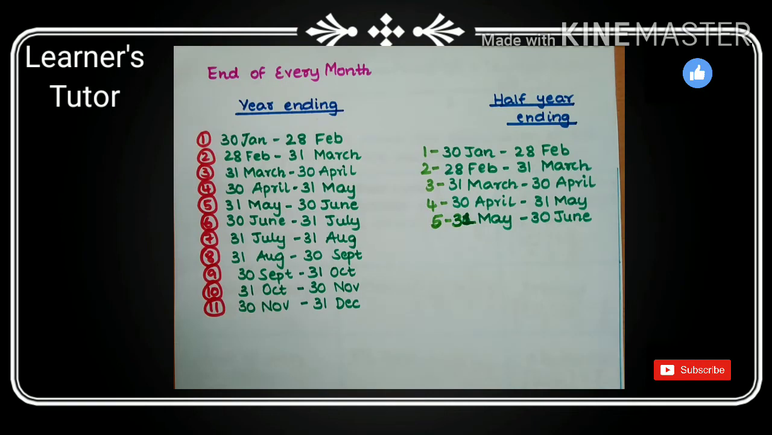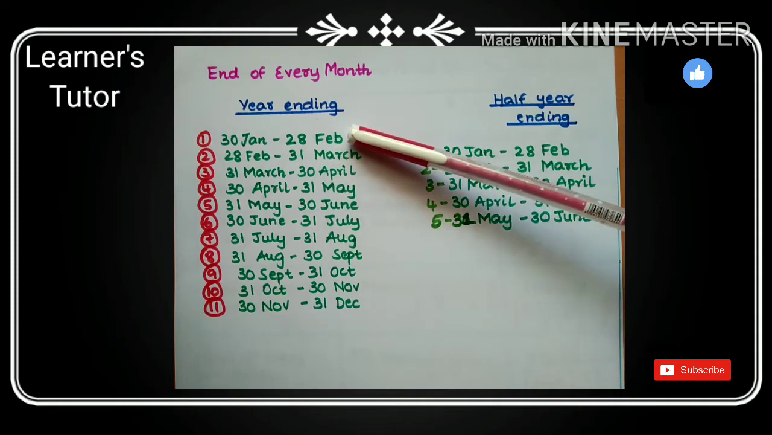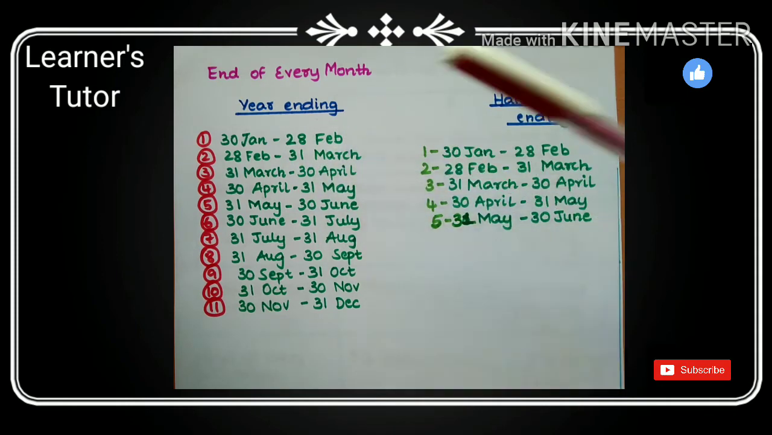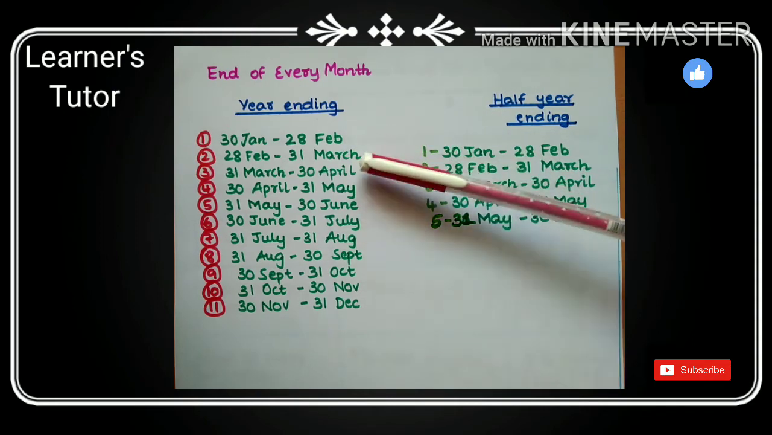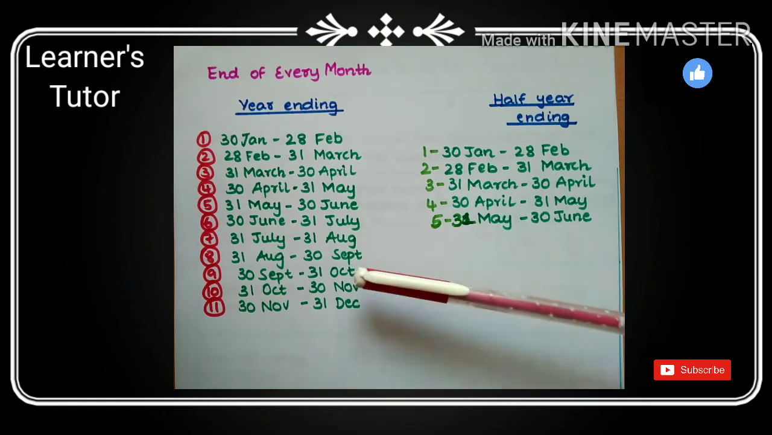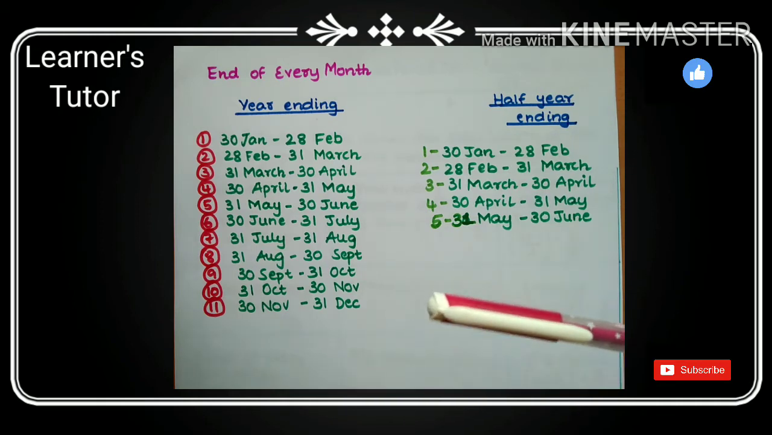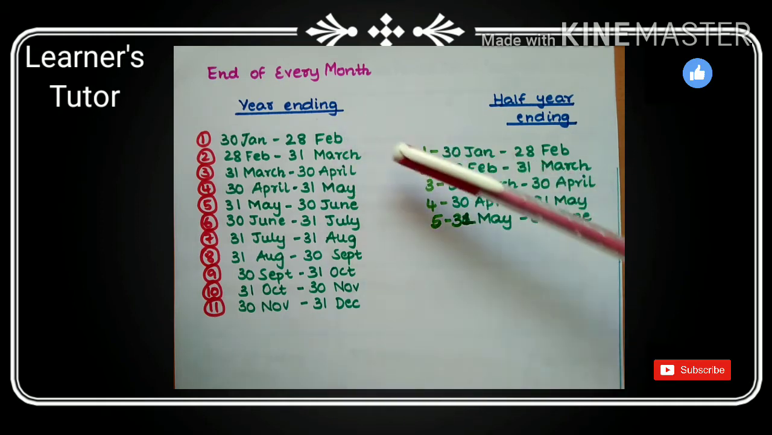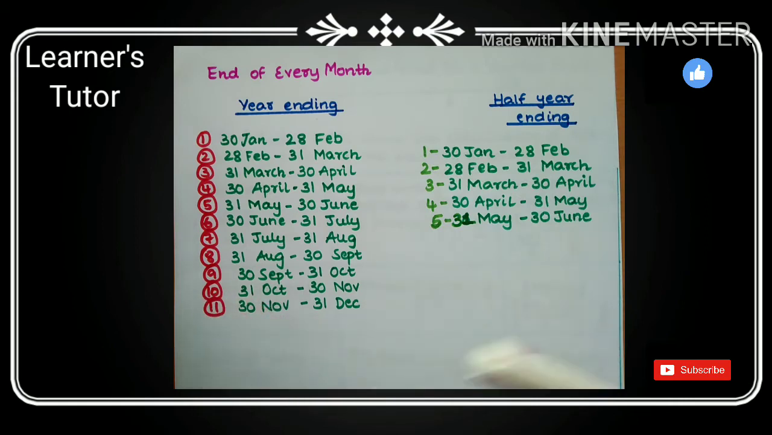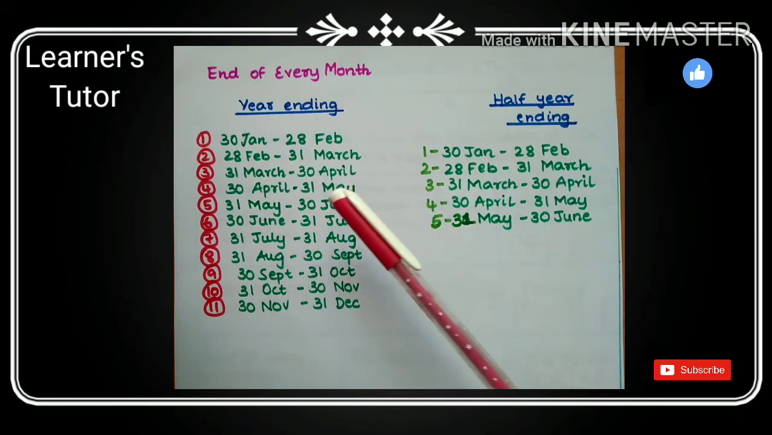Next, end of every month. When I am calculating end of every month for year ending, that is 12 months, 30th Jan to 28th Feb will become one month. Like that for second month, third, up to the 11th. We'll get only 11 months as year ending for end of every month. The longest should be 11 and shortest should be 0. Why 0 here? Listen, 30th Jan, before that it is 28 days or 29 days. Okay, let us assume.